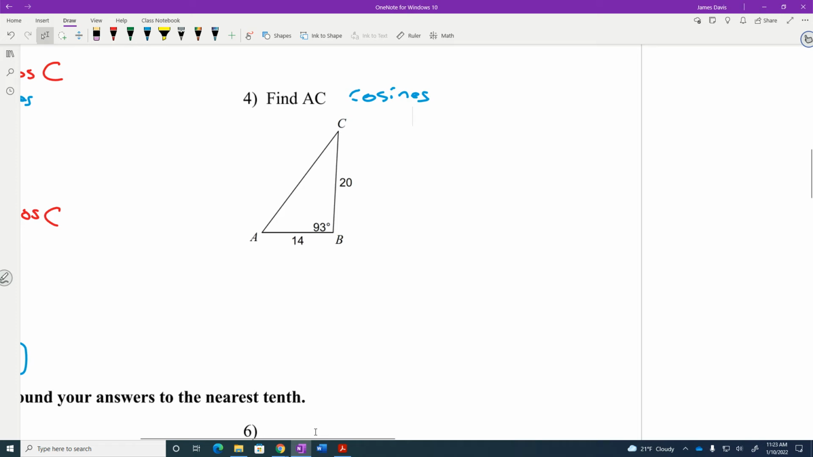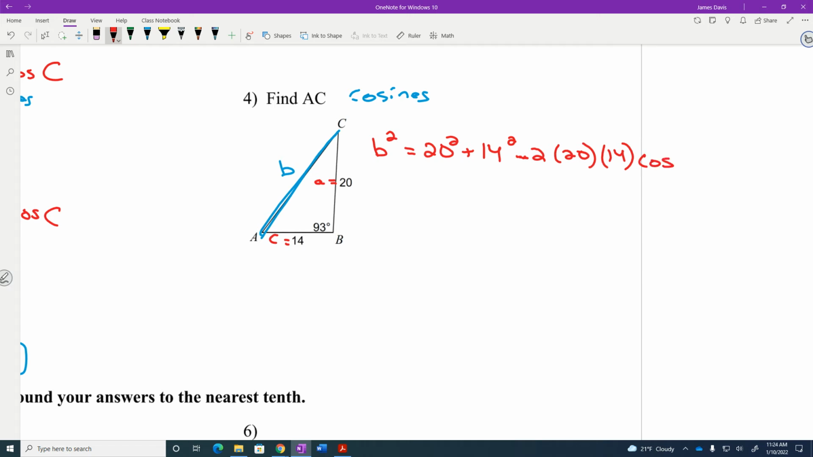Alright, so we're asked to find AC, which is right here. It's the same thing as little b. Right? Well, if we're going to find little b, then we need the one that starts with little b, right? Little b squared equals. And if you wanted to label these, this would be little a, this would be little c. The order of those doesn't matter, but that would be 20 squared plus 14 squared minus 2 times 20 times 14 times the cosine of big B. It is 3.